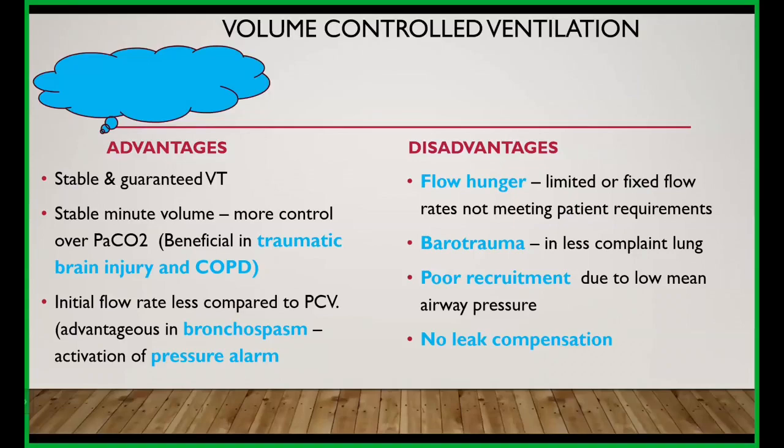Increased pressures are needed to attain the tidal volume, so it may result in barotrauma in a less compliant lung. So in volume control ventilation, you can never think of recruitment. There is poor recruitment due to low mean airway pressures and no leak compensation also. So this mode is ideally preferred in cases of increased resistance.